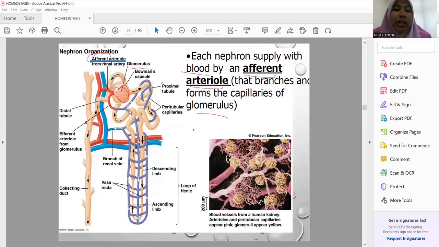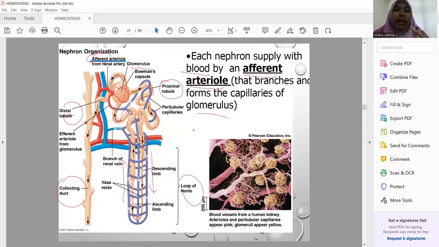Here you have the proximal tubule. Following the proximal tubule, you have the loop of Henle here. The loop of Henle is divided into two: the descending limb, going downwards, and the ascending limb, looping upward. Next we have the distal tubule, and lastly the collecting duct.